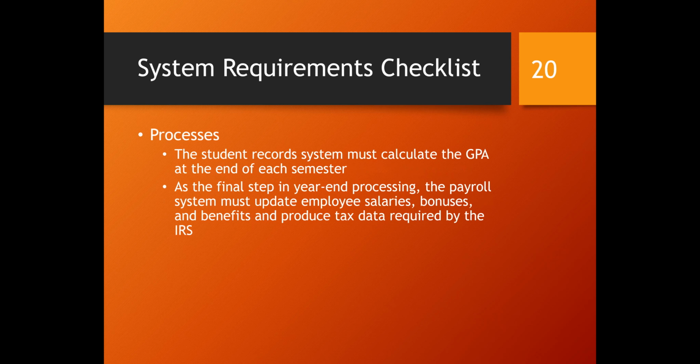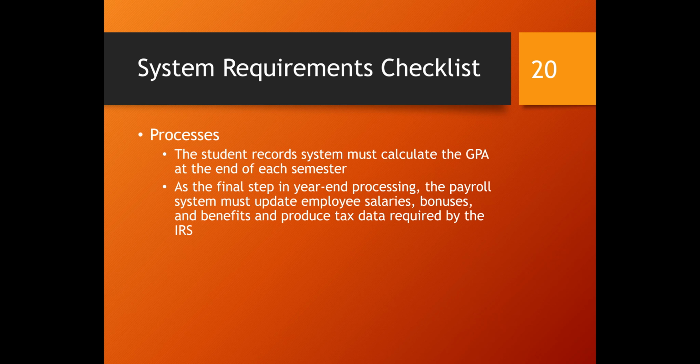For process, you also need a checklist for checking the process. For example, the student record system must calculate the GPA at the end of each semester. So we have to check that, at the end of the semester, is there a function to calculate the GPA of the student or not? Or if we say we have a button to end the semester, does the student record system automatically calculate the GPA or not?